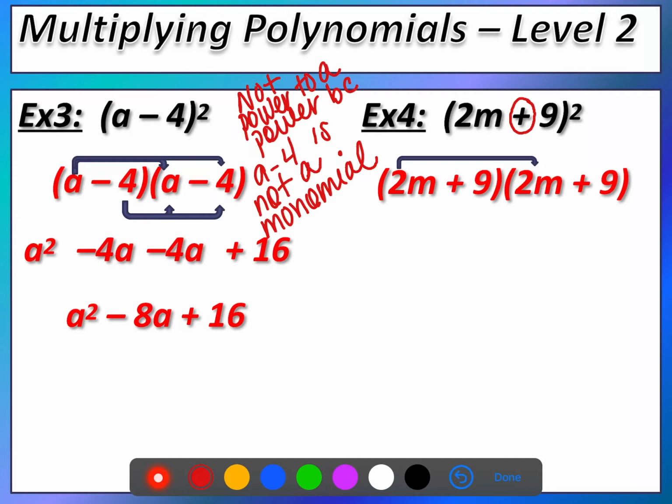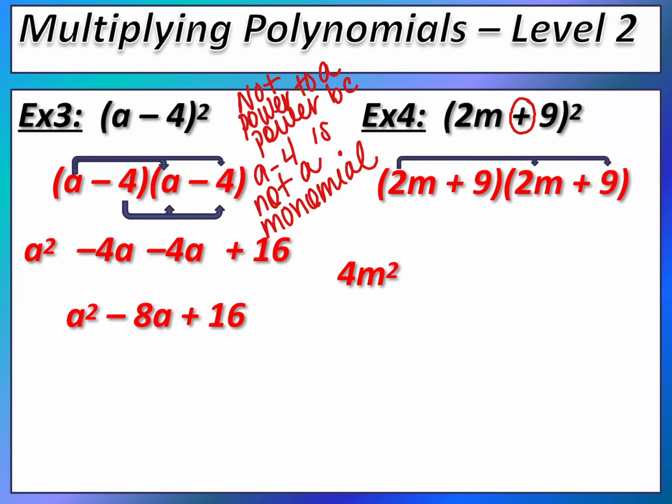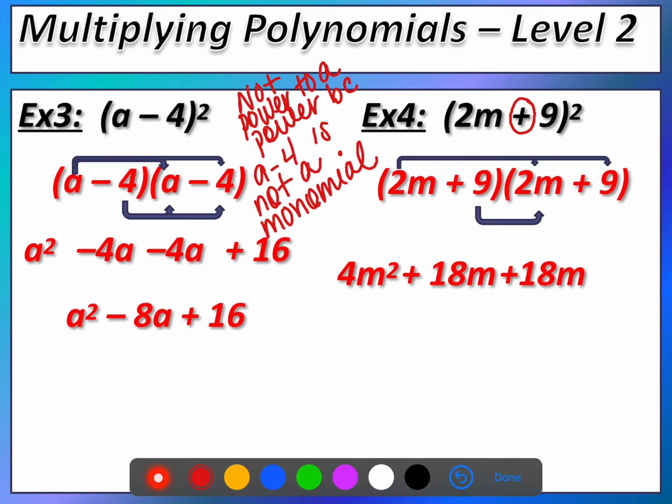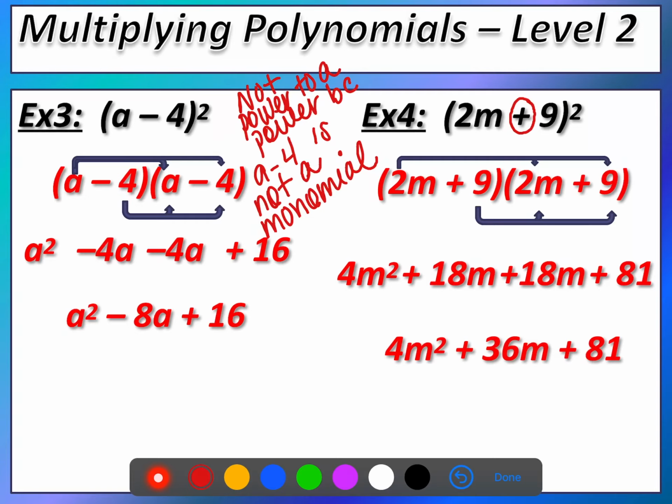First is 2m times 2m. So multiply the coefficients, add the exponents. 4m squared. Outer gets me plus 18m. The inner gets me the same thing. And last is plus 81. Okay, again we have like terms, 18m plus 18m. So combine the coefficients, and the variable and the exponent stay the same when we add. 4m squared plus 36m plus 81.